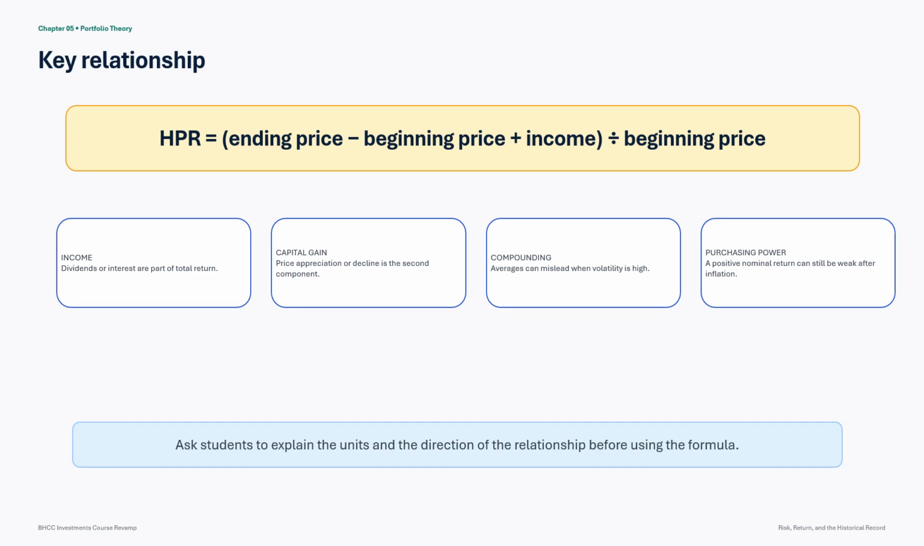Contributions, withdrawals, reinvested distributions, multiple purchase dates, fees, foreign currency, and taxes can complicate the cash flow pattern. The correct response is not to abandon the formula. It is to define the measurement period and cash flows clearly. Also remember that a positive nominal HPR does not guarantee a positive real return. If the investment earns 10% while inflation is 8%, purchasing power increased by much less than 10%. The exact real return relationship divides 1 plus the nominal return by 1 plus inflation, then subtracts 1.